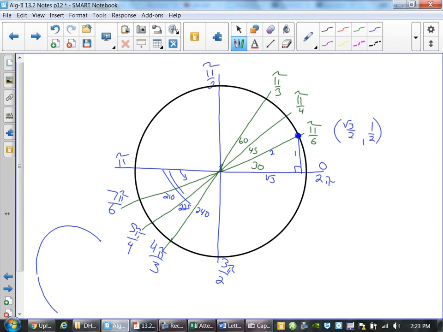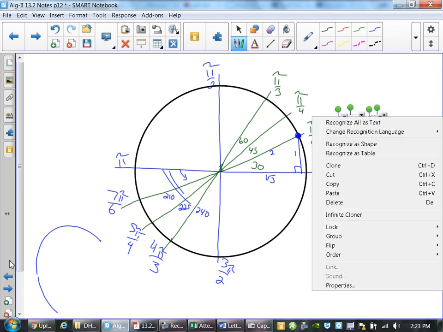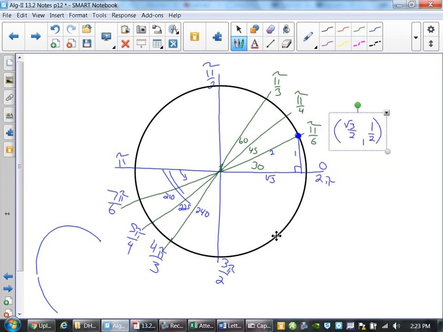Yes, sir? So this is just used to calculate points on a circle? No, this is how you get the ordered pairs. It all comes from special right triangles. Because watch what happens here. Both ordered pairs, your x and y values in the first quadrant, are both positive. Everybody okay with that? Yep.